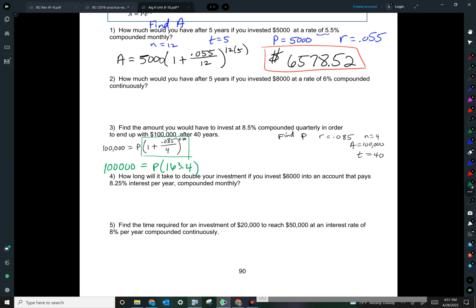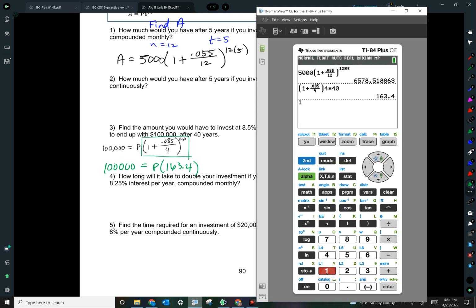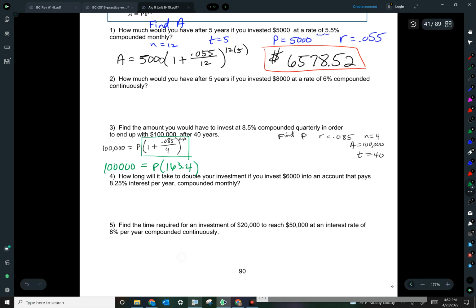by the 163.4? So in my calculator, I'm going to do 100,000 divided by 163.4, and I get 611. And if I round it to the nearest, well, to the cents, 99 cents would go up to $612.